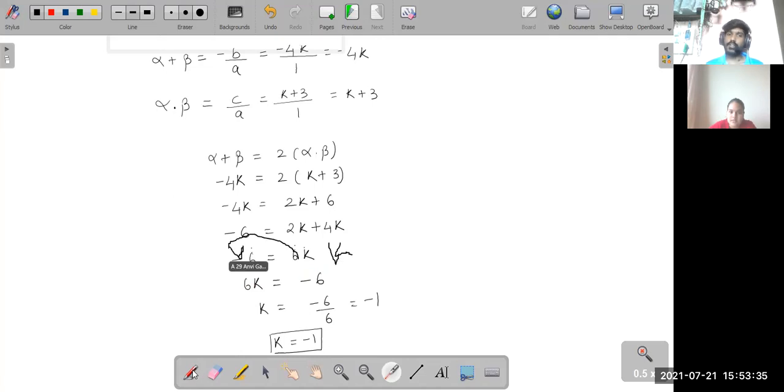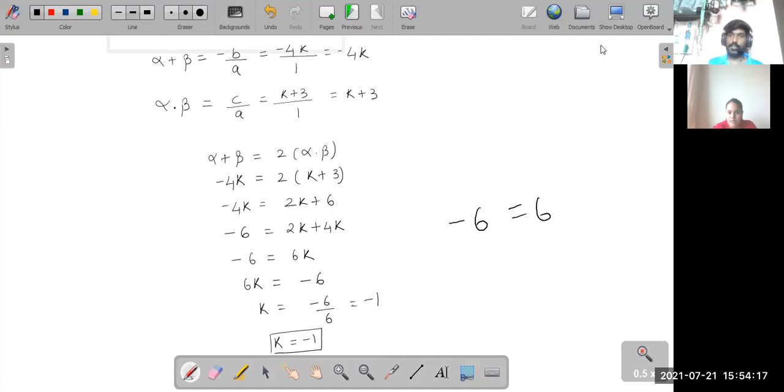No specific reason, but that will not give me the value of k. So you're saying taking 6 on the other side, keeping k on the same side. Minus 6 plus 6, minus 6 minus 6. No, that you cannot do, because 6 is in multiplication with k. So when it goes on the other side, it will become division. It has to go in the denominator.